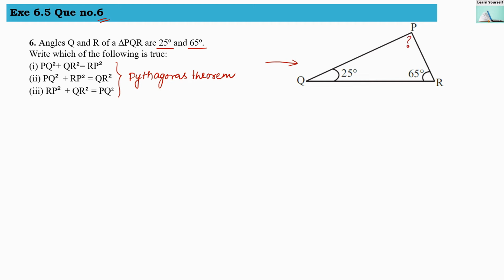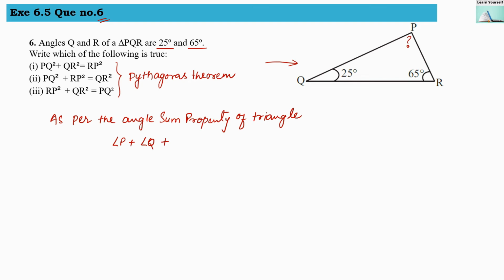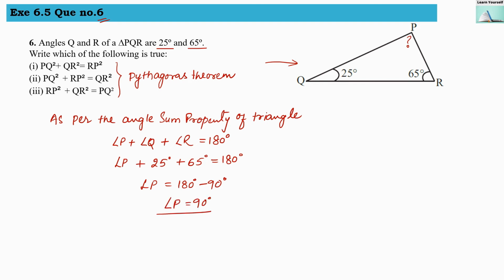as per the angle sum property. As per the angle sum property of a triangle, angle P plus angle Q plus angle R in total should be 180 degree. We do not know the measure of angle P, but we do know angle Q and angle R. So we are placing the values for those. So angle P will be equal to 180 degree minus 90 degree. So angle P will be equal to 90 degree. Now angle P is a right angle here.